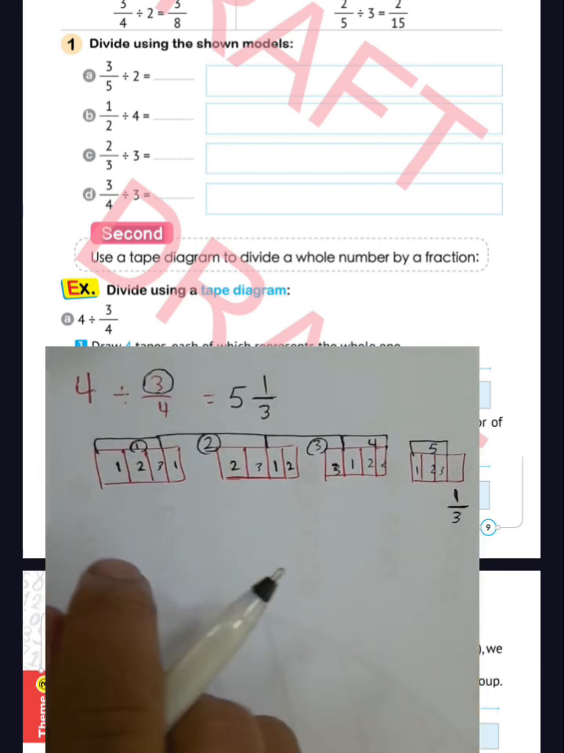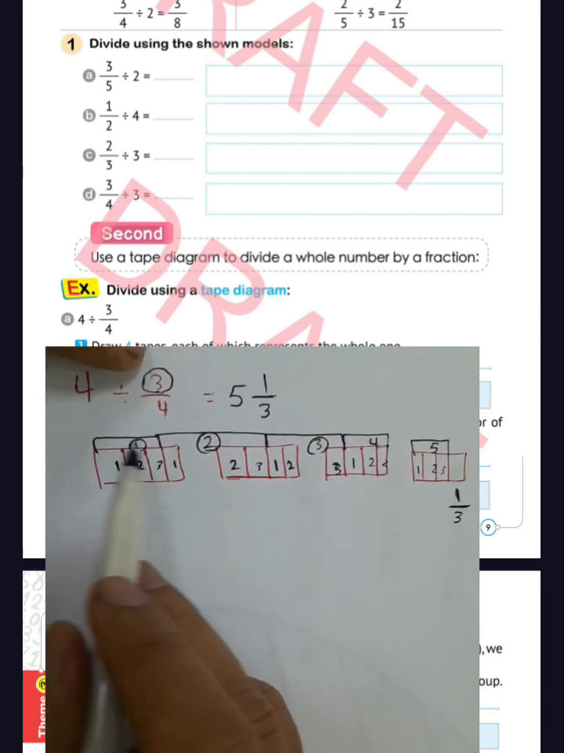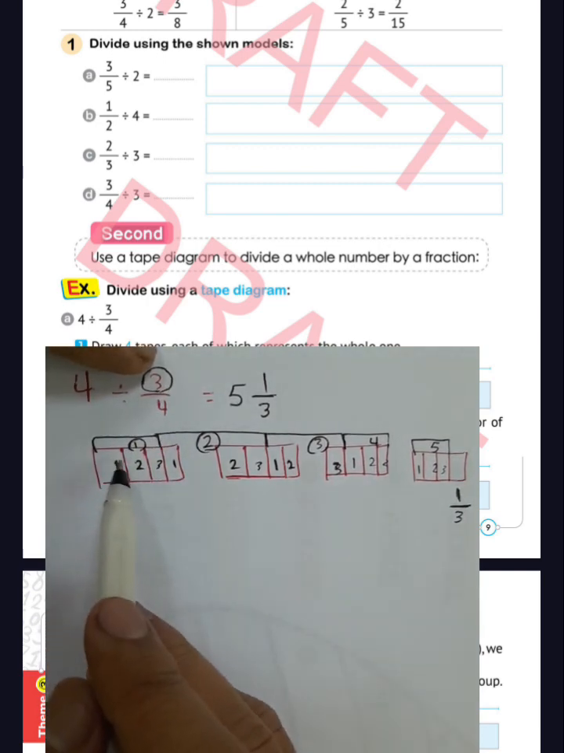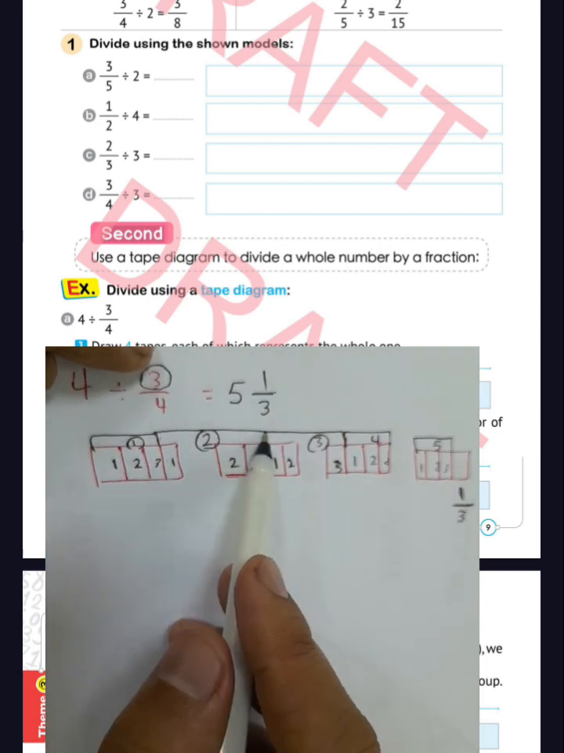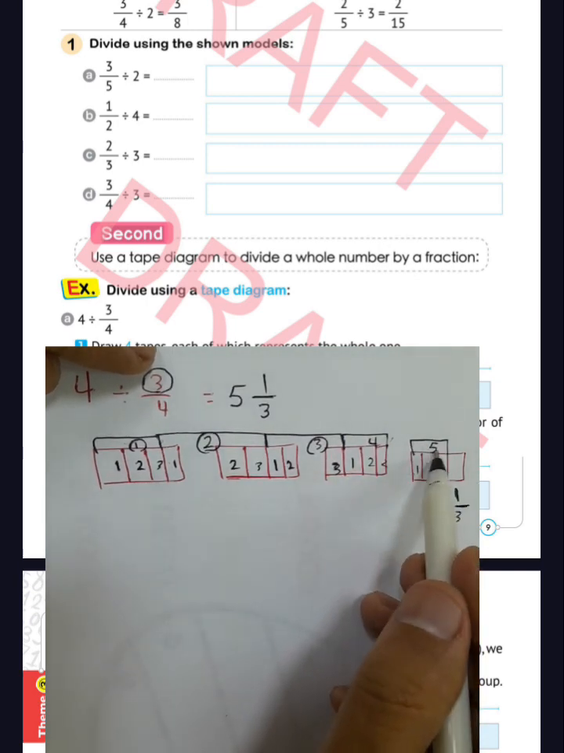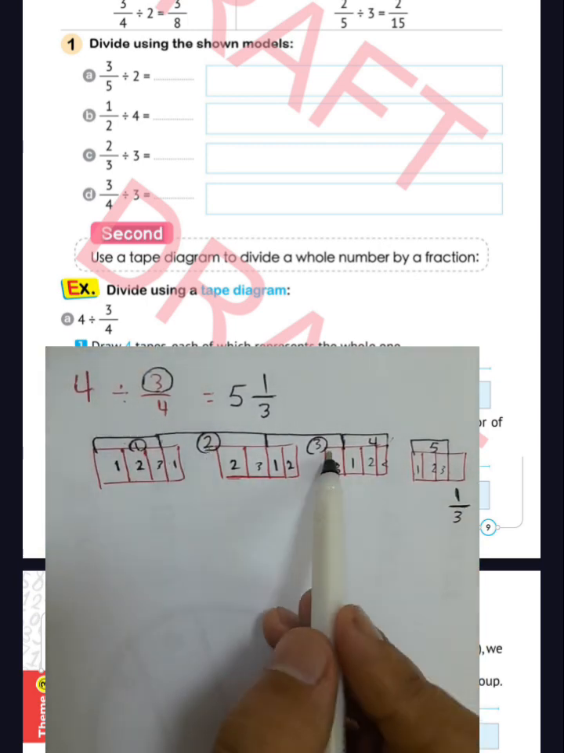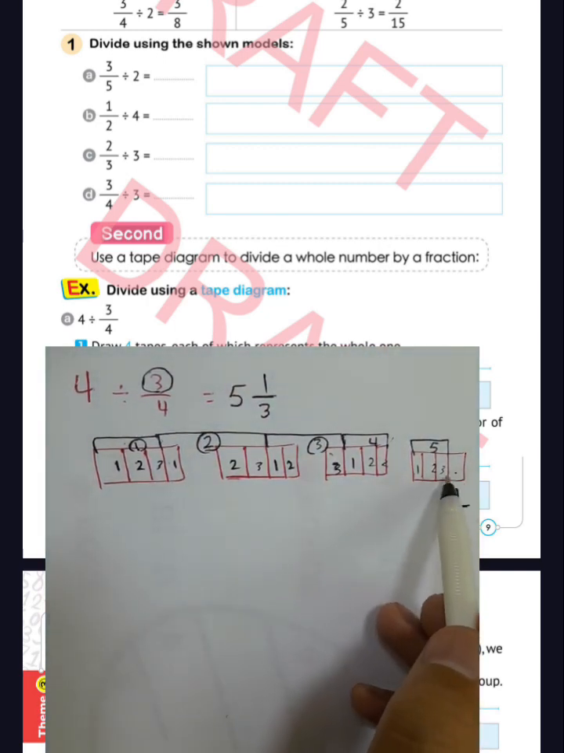And you will count three in each group. How many elements in each group? Three elements. 1, 2, 3 is the first group. 1, 2, 3 second group. 1, 2, 3 third group. 1, 2, 3 fourth group. 1, 2, 3 fifth group. Then we have 1, 2, 3, 4, 5. Five groups, right? Five outside. And the remainder is one from three parts.